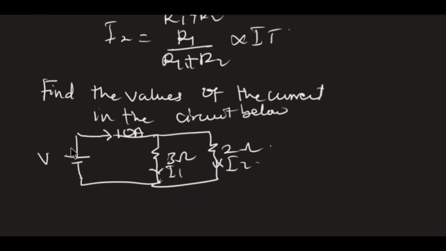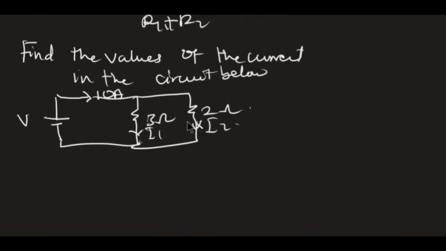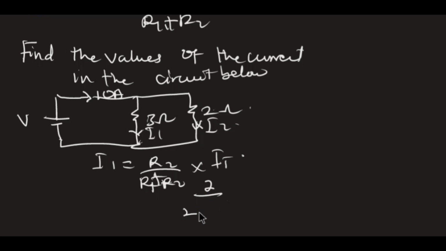Since I don't have my voltage, I'm supposed to use the current division rule. So to find I1, as you know, you take R2 over R1 plus R2, then you multiply by the total current coming. So I'll take 2 over 2 plus 3 times 10. This is 2 over 5. The 5 here will cancel this and it will go here 2. So my I1 is 4.